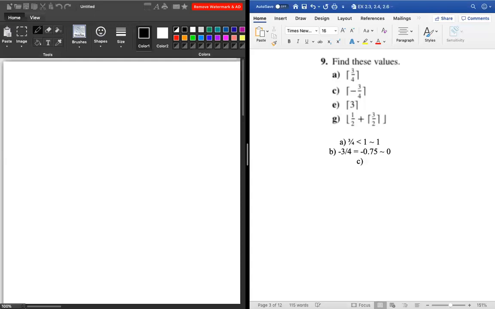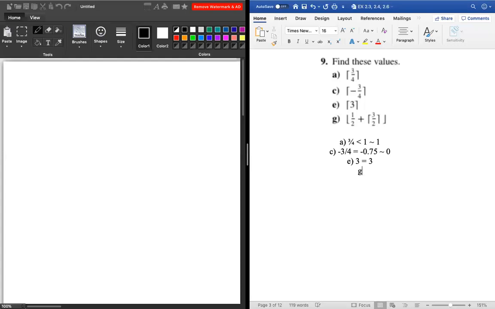Part number C, we have 3 here. Sorry, part number E, this is C, this is A. So part number 3 is 3. We take the ceiling of 3, it's still equal to 3 because there is no decimal.